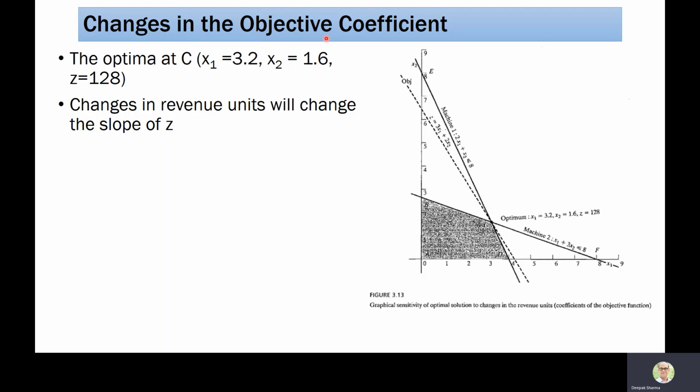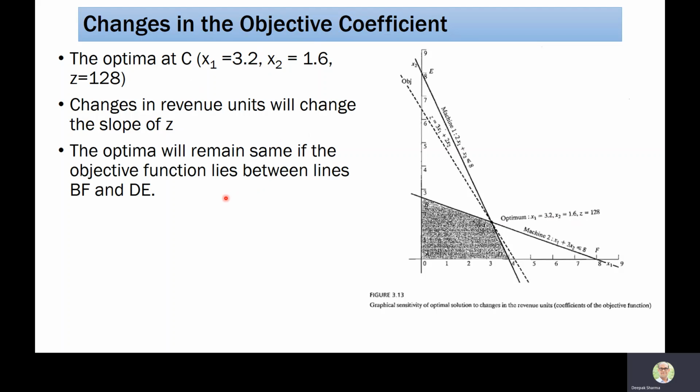In the previous slides, I discussed the change in the right hand side. Now I will be talking about change in the objective function. I gave you an example of a mobile phone. This is the original problem, and we know that the optimum solution lies at point C, corresponding to the X1, X2 values and Z value. Changes in the revenue per unit will change the slope of Z, meaning that if I change the coefficients of the objective function, it changes my revenue. The question is how we can change this revenue such that the optimum remains the same.